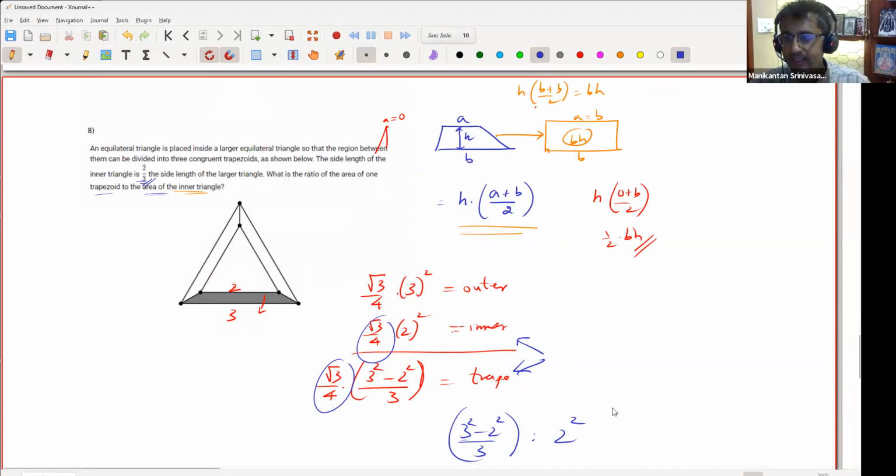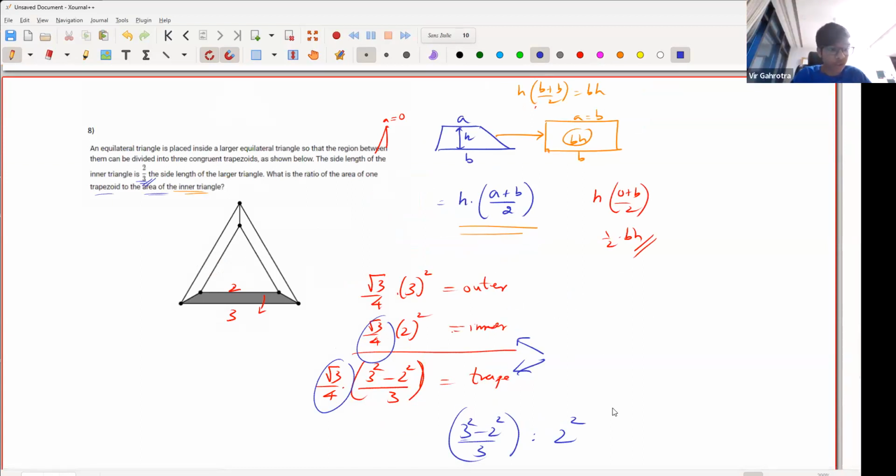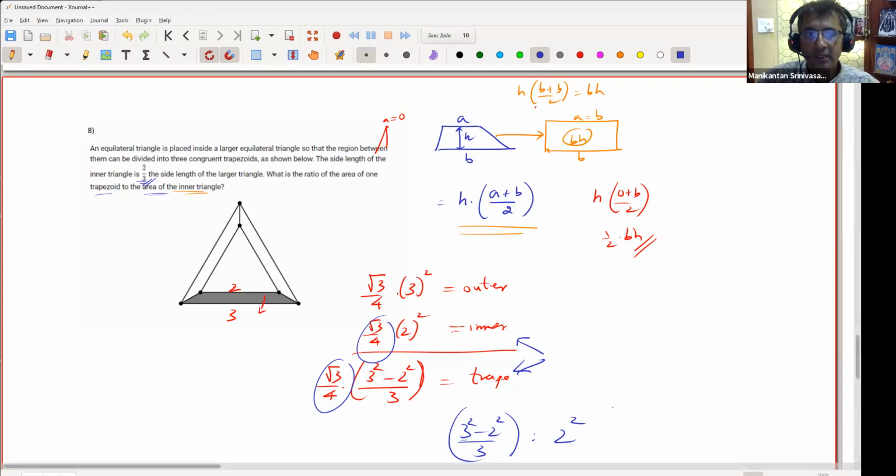Yes, go ahead, please. Yeah. I solved it in a different way. I solved it graphically. Would that method be okay in terms of... Perfectly fine. Go ahead. So explain the graphical method.